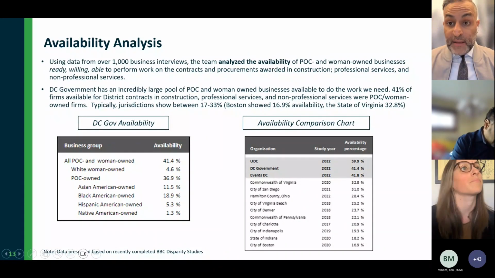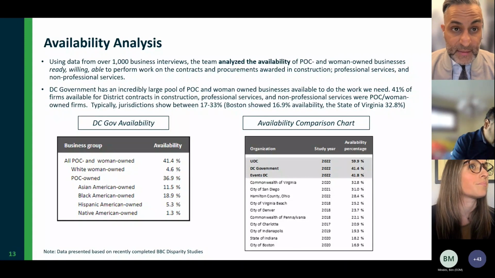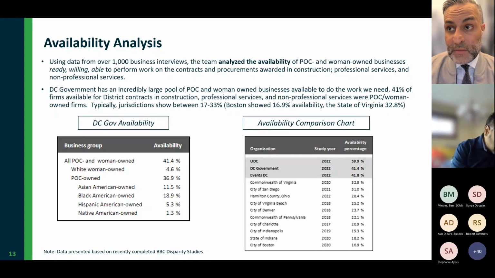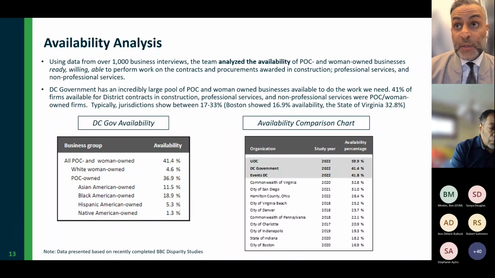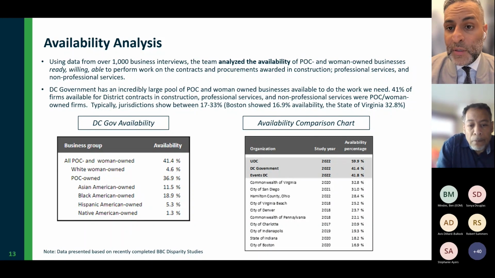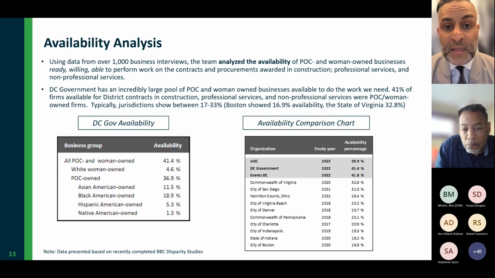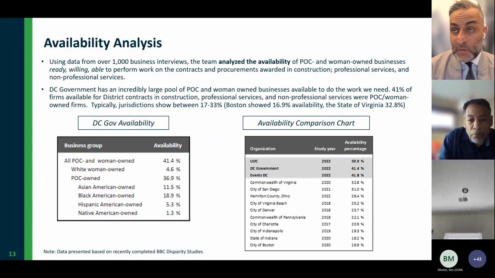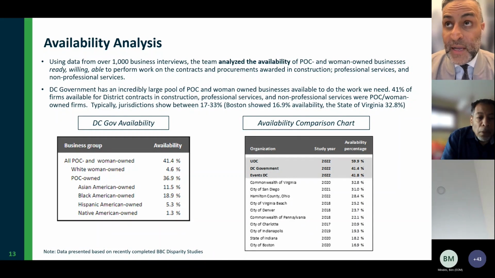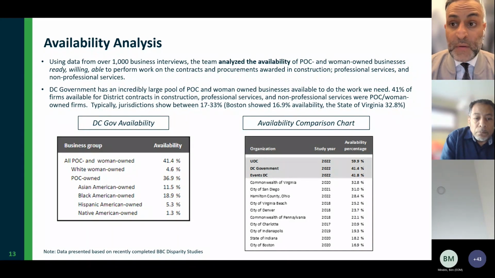So our first core analysis as part of the disparity study was the availability analysis. So we went out into the field and conducted surveys with businesses that are located in the relevant geographic market area and who do work that's relevant to how DC government spends contracting and procurement dollars. And then we conducted analysis where we could estimate the percentage of dollars that we would expect POC and woman-owned businesses to receive based on the specific characteristics of the contracts and procurements that DC government awarded during the study period, as well as the specific characteristics of all the businesses that completed a survey with us.